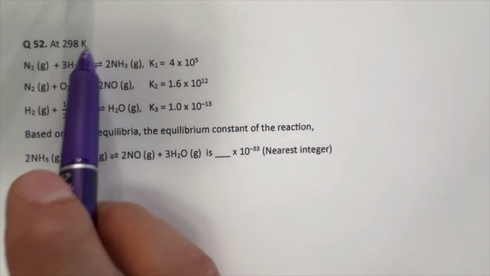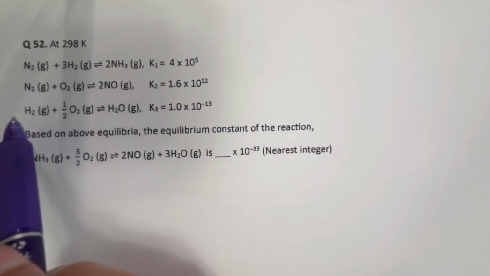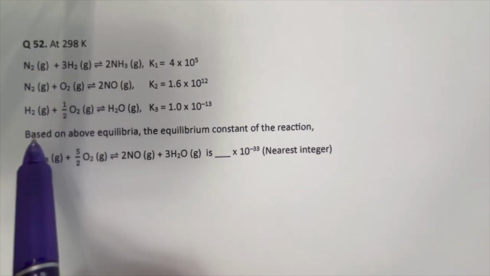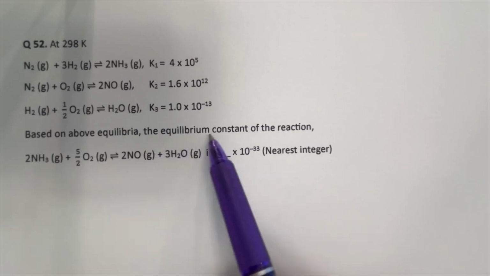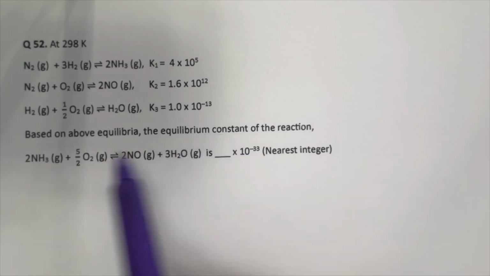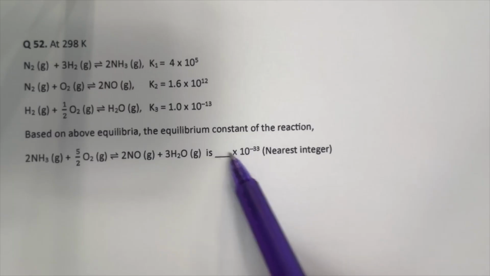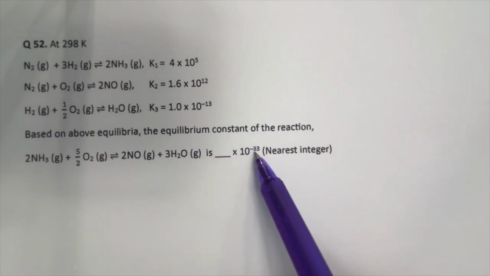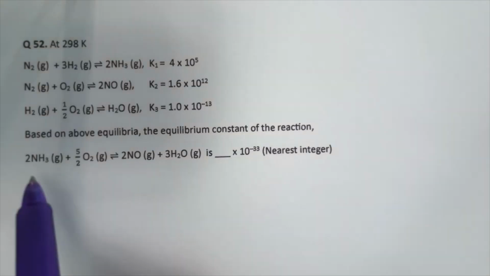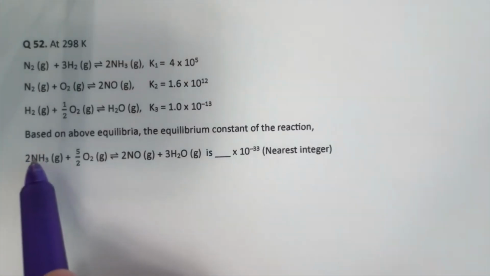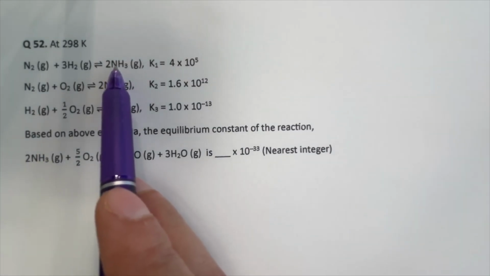At 298 K, we have the following equilibrium reactions. Based on the above equilibria, we need to find out the equilibrium constant for the net reaction. We need to find out the integer times 10 to the power minus 33. Now, in the net reaction, we see ammonia on the reactant side. Here, we see ammonia on the product side.